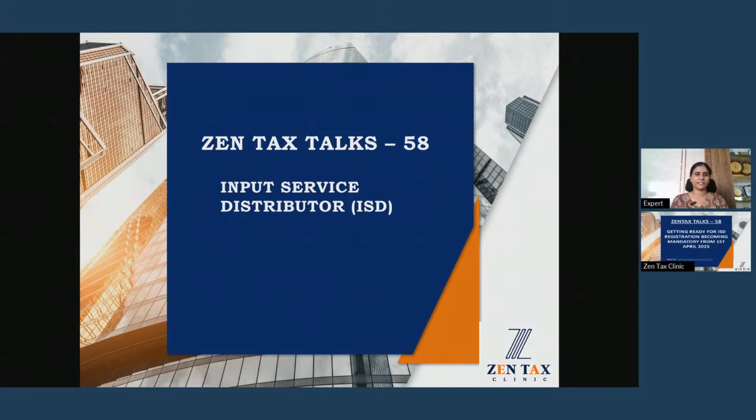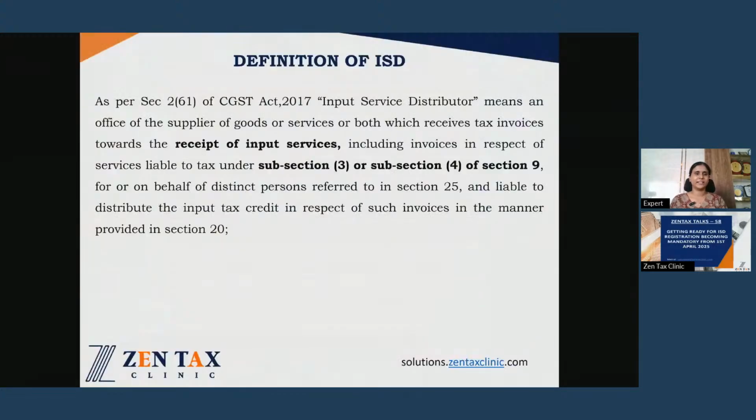The return to be filed for ISD, and all provisions related to ISD in a detailed manner. First, we will see the definition of ISD. This definition is recently amended in the Finance Act.